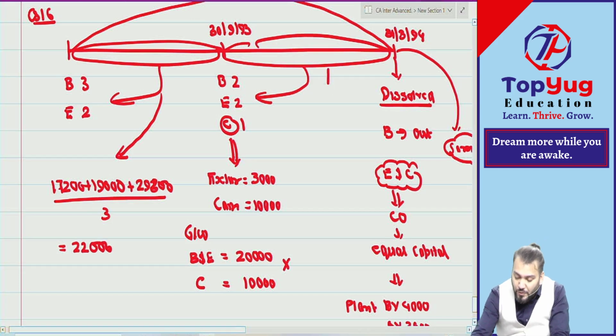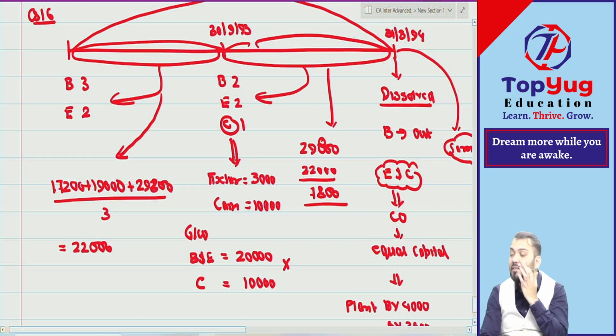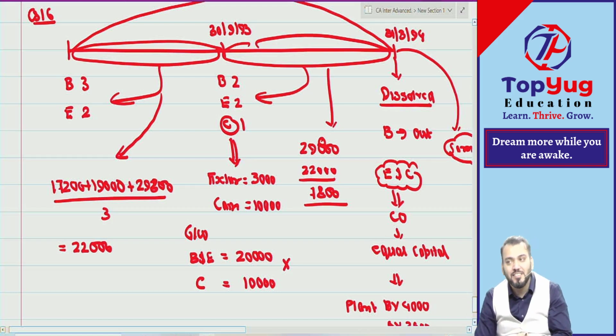So what is the profit of this year? Tell me. 29,800 minus what? 7,800. Understood why they have given this point? If suppose that point was not given, we'll assume profit is earned evenly and we'll allocate it in 6 months and 6 months. Now the entire question is in front of you.